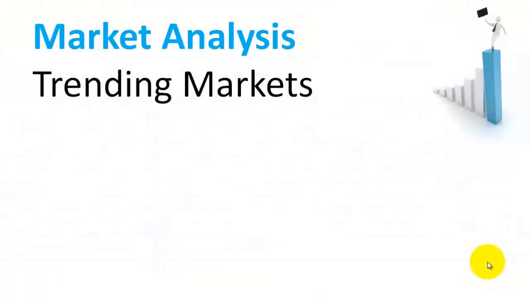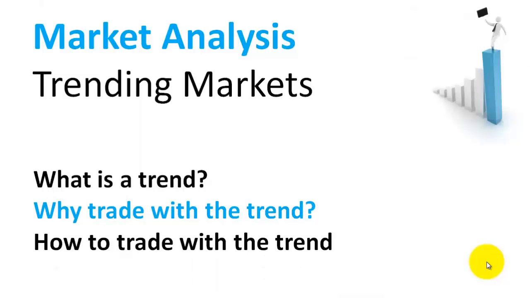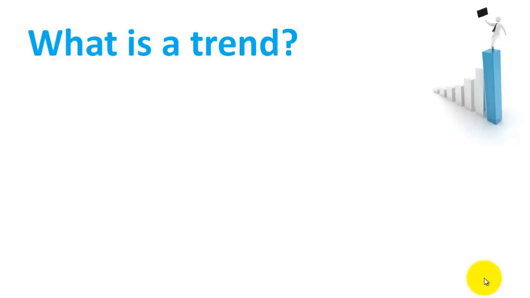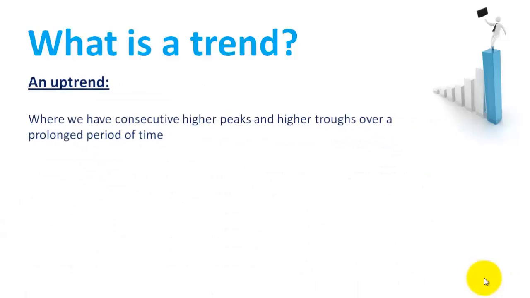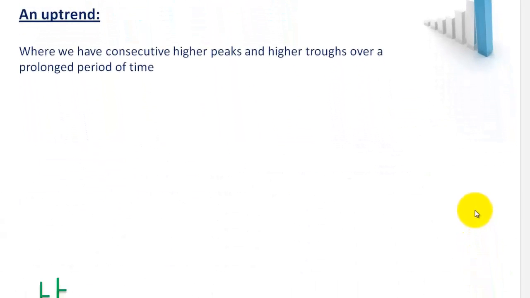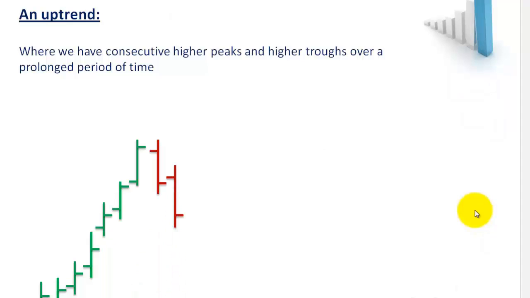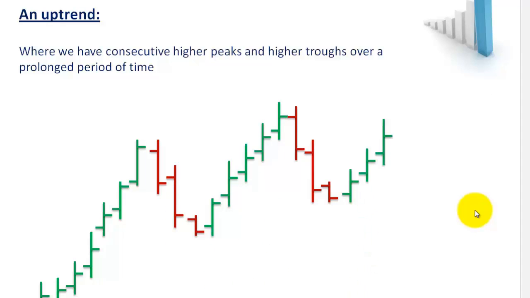Welcome to Trending Markets. What is a trend, why we trade with the trend, and how to trade with the trend is what we'll cover in this section. Getting straight to the point, an uptrend is where we have consecutive higher highs and higher lows. We have cyclicity making higher peaks and higher troughs.